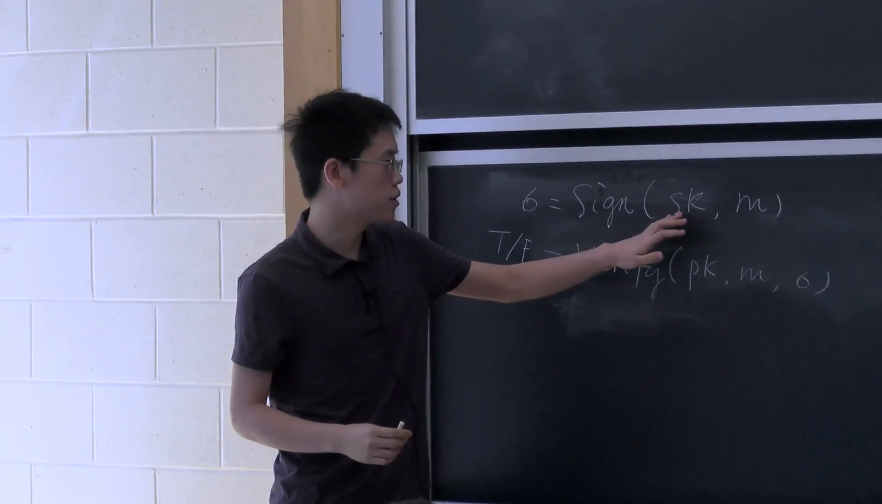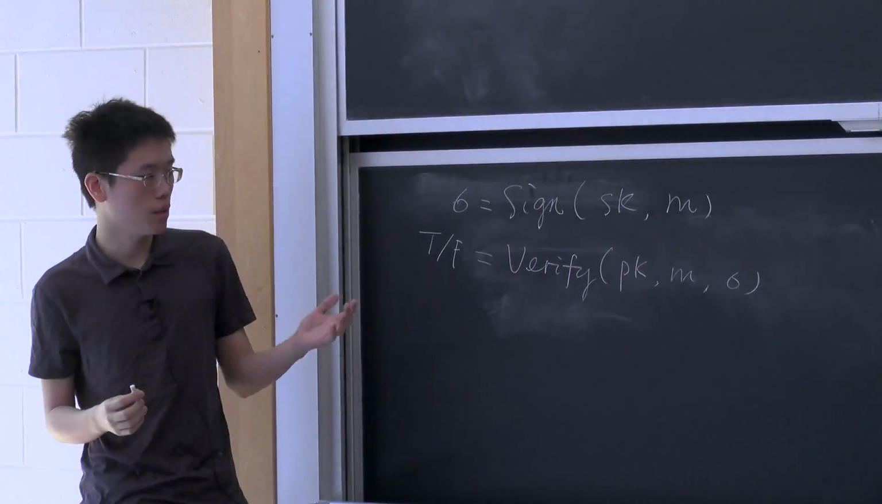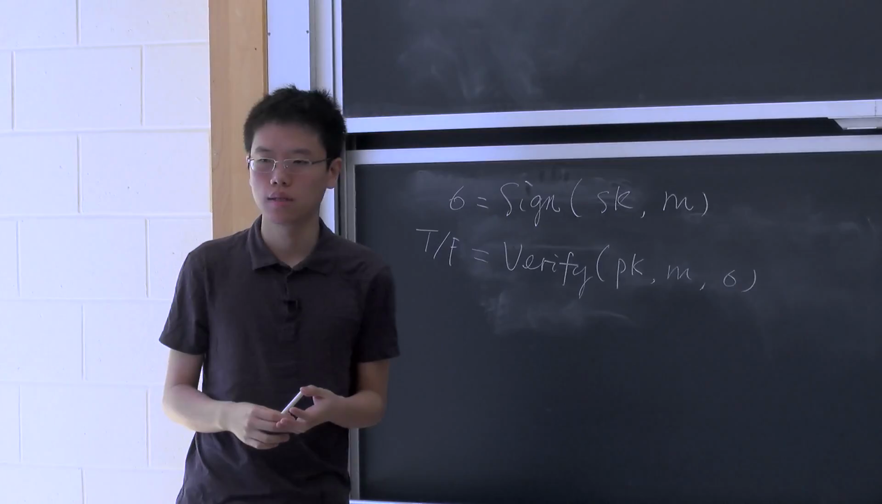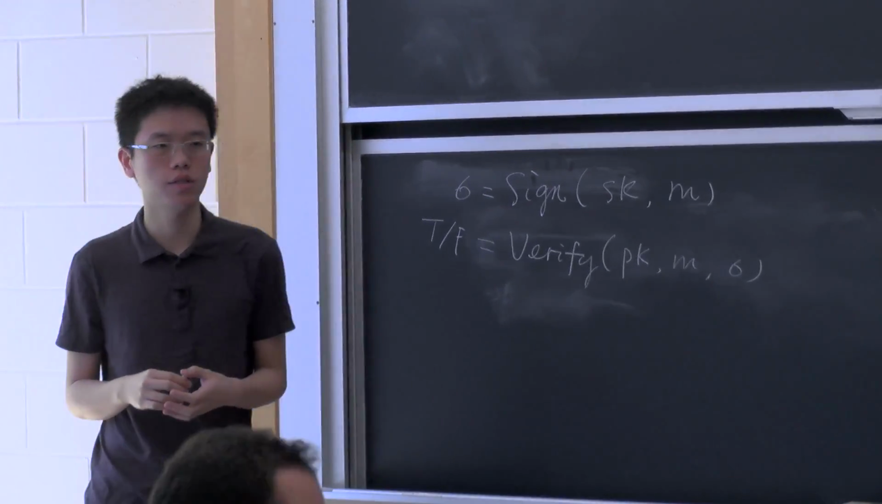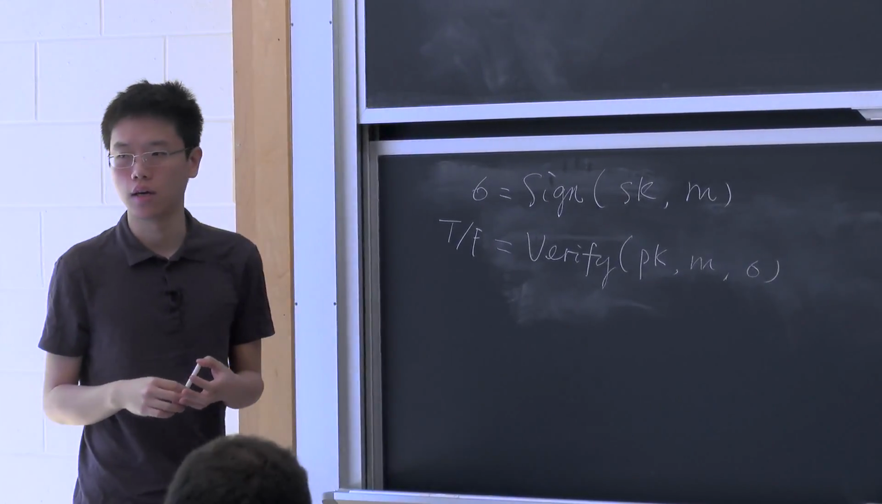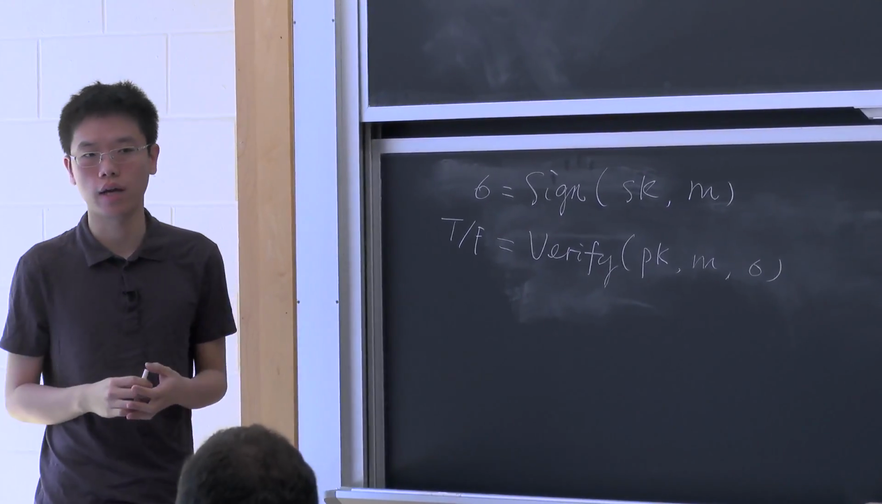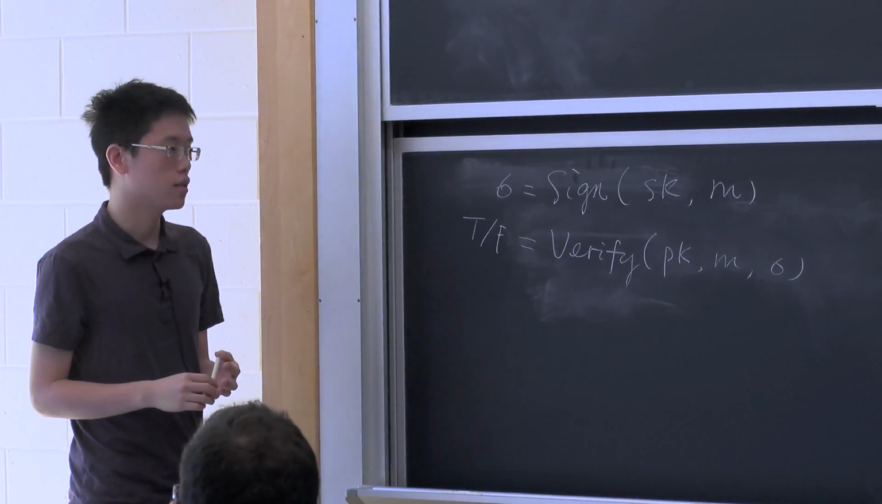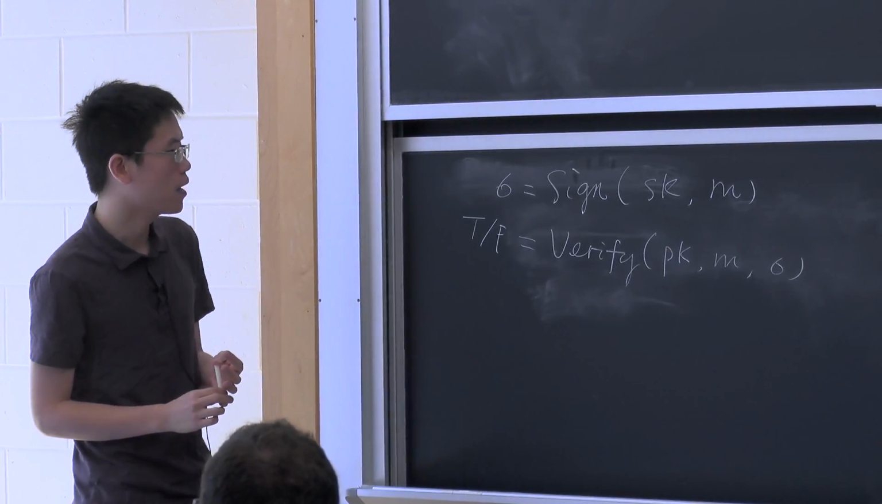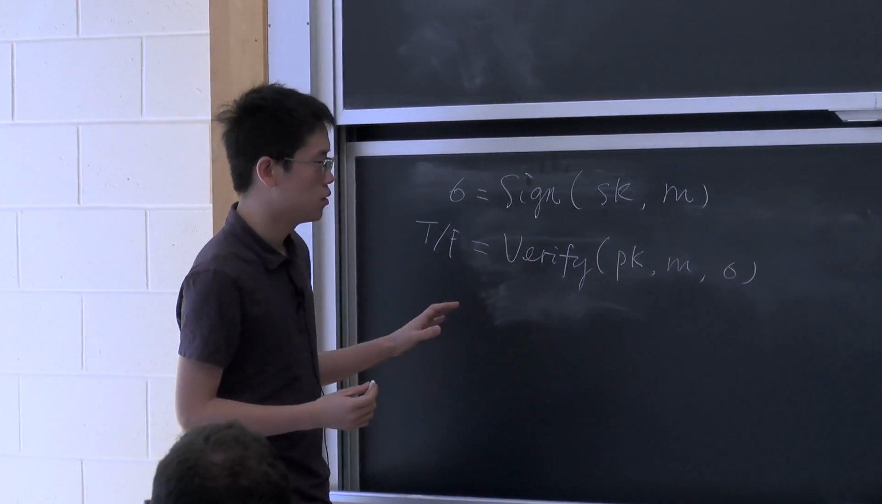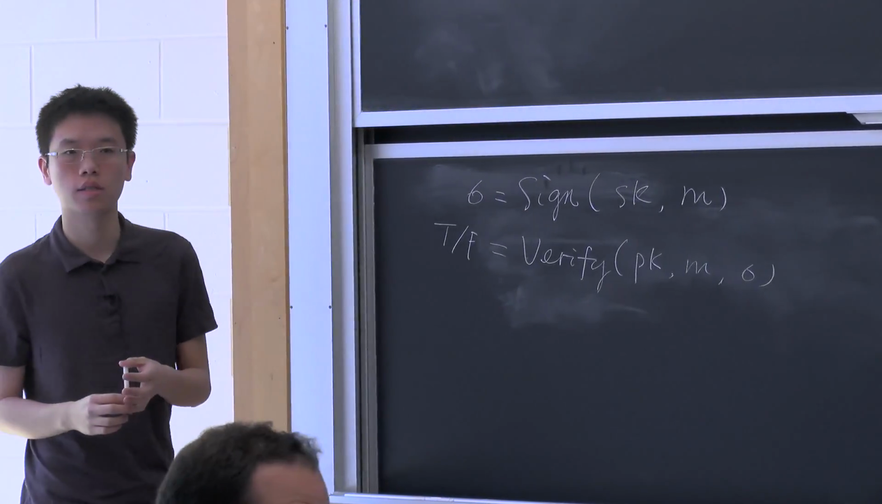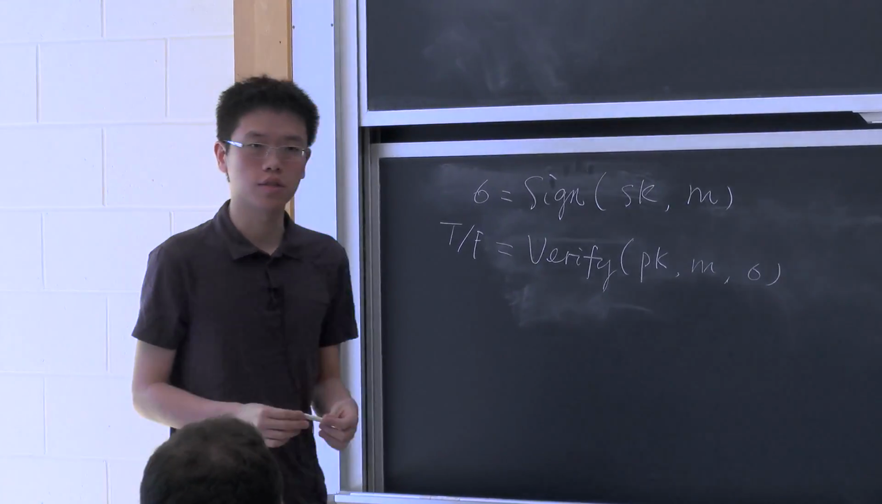So we use the secret key to sign and the public key to verify. That means if I want to send a message, I should be the only one who's able to sign it, and everyone can verify that this message indeed comes from me. So what properties do we want from digital signatures?